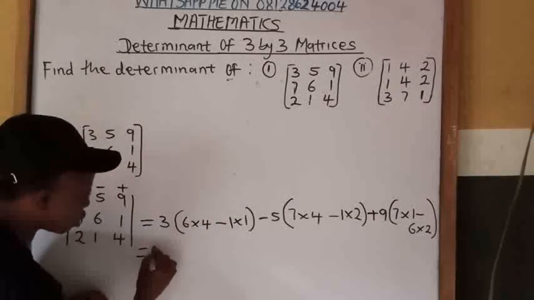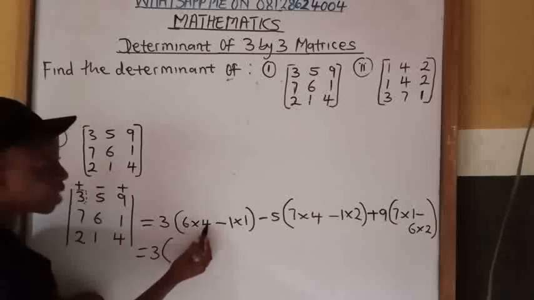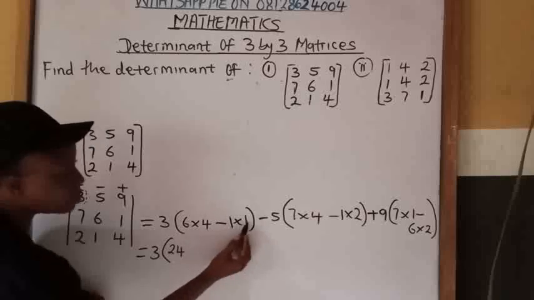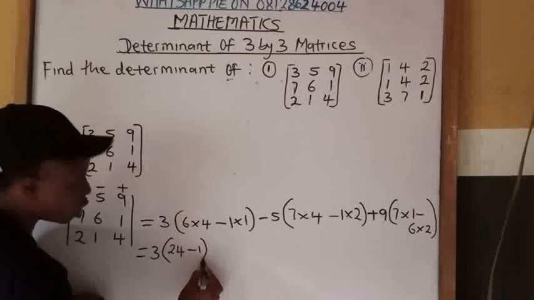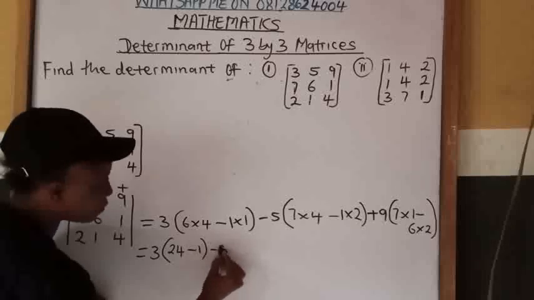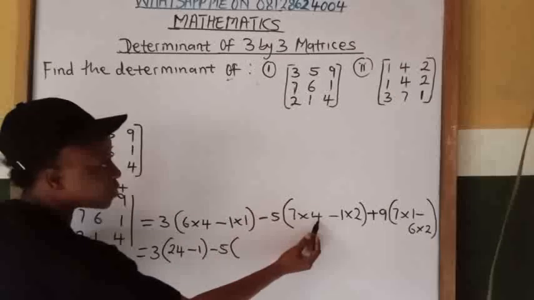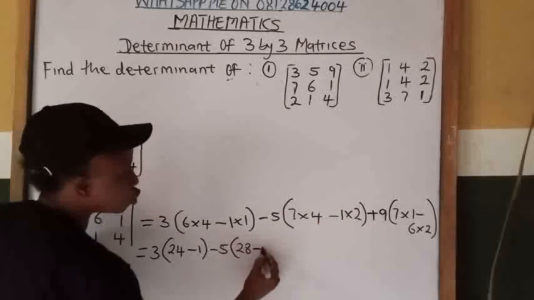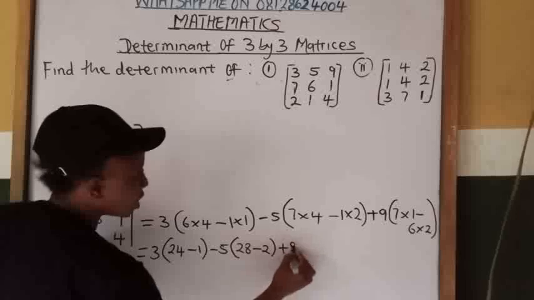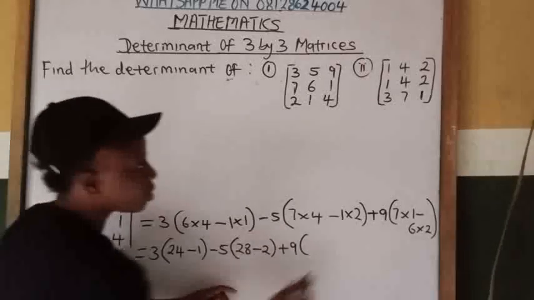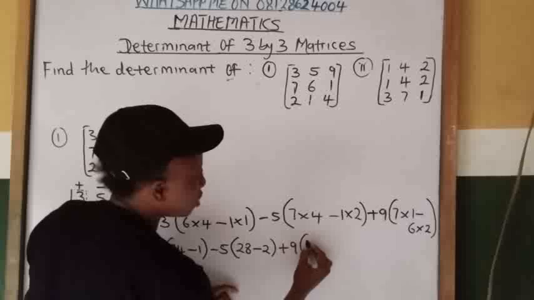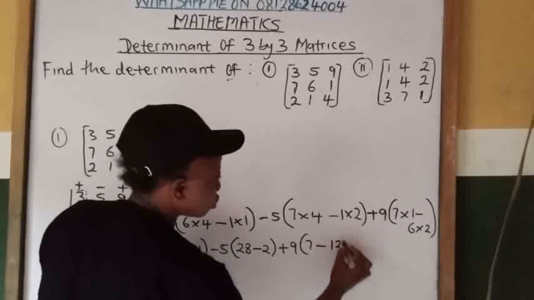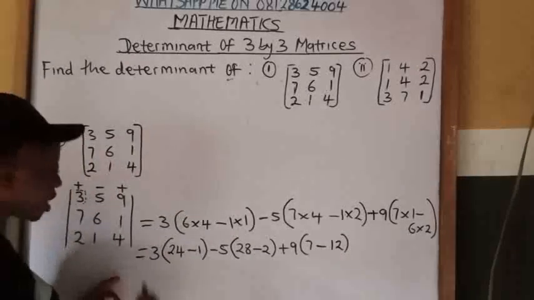So the next stage now, we are going to have 3 into bracket. 6 times 4 will give us what? 24. Then 1 times 1 will give us 1. That's minus 1. Close the bracket. Then minus 5 into bracket. 7 times 4 will give us 28. 1 times 2 will give us 2. So minus 2. Then plus 9 into bracket. 7 times 1 will give us 7. Then minus 6 times 2 will give us 12. So let's solve it further.